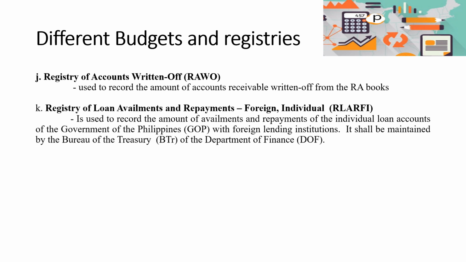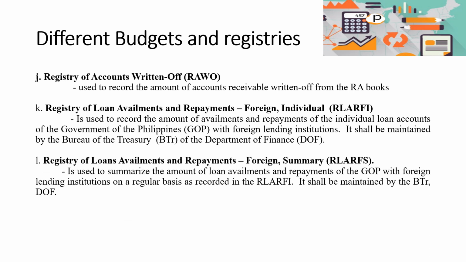Next, we also have the registry of loan availment and repayment to foreign individual. So, syempre, from the word itself, ito yung mga record ng amount ng availment and repayment of individual loans of the government of the Philippines to foreign lending institutions and shall be maintained by the BTR or the DOF. So, ito yung mga inuutang natin sa ibang bansa. So, meron din siyang syempreng list. Or in short, sa private, ito yung subsidiary ledger natin for our accounts payable.